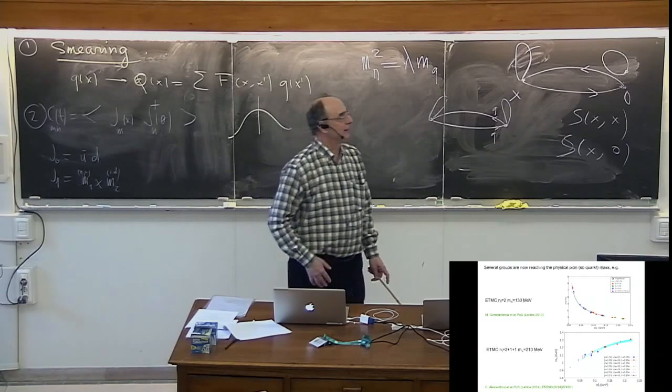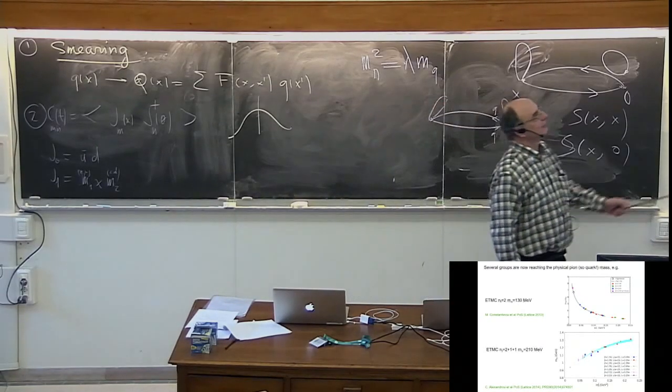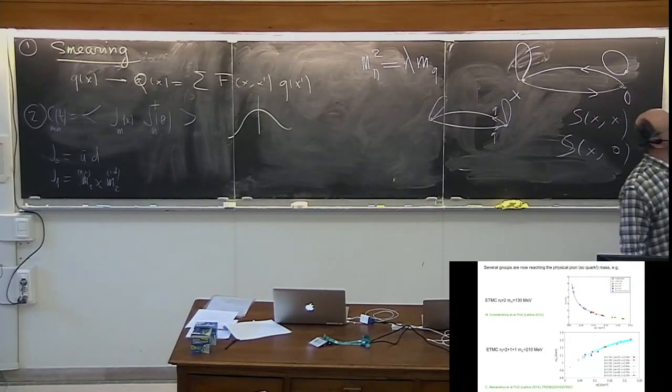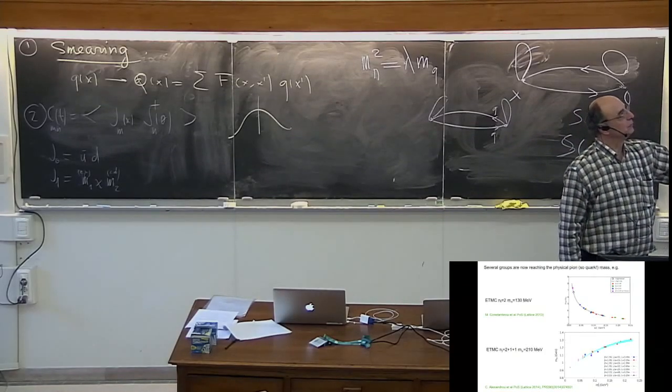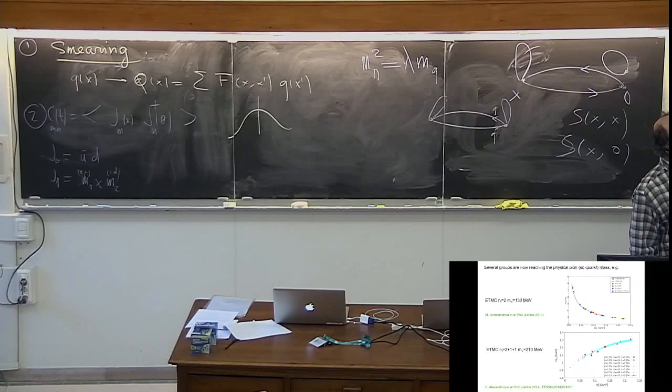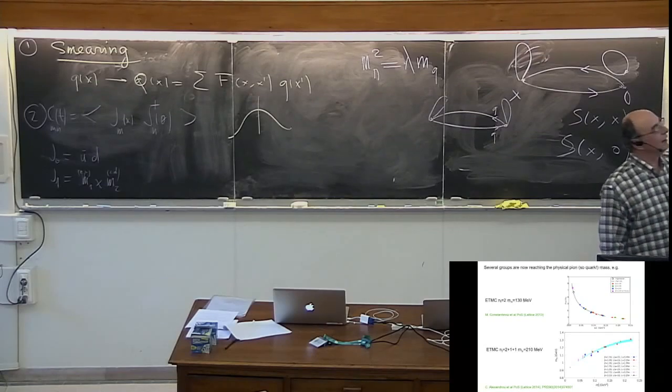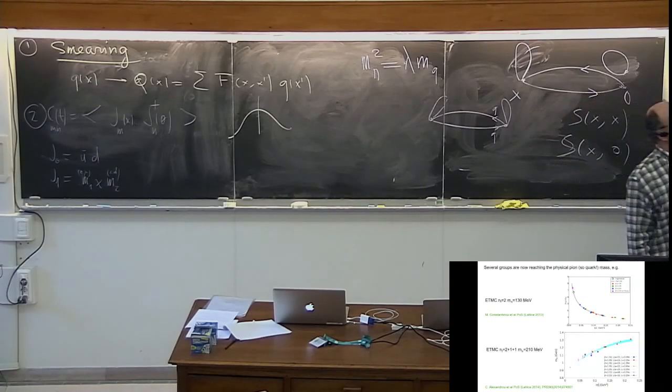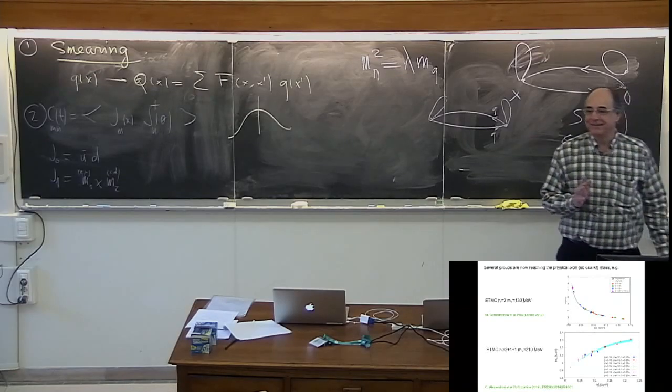Just to show you that there are now several groups that are reaching the physical pion. Even ETMC with Nf equal 2, they publish just in a proceeding, but they also claim that they have the nucleon with m_pi equal 130 MeV. So this is the nucleon mass as a function of the pion mass squared. And they have this point, this is the experimental one. This point corresponds to a pion of 130 MeV.